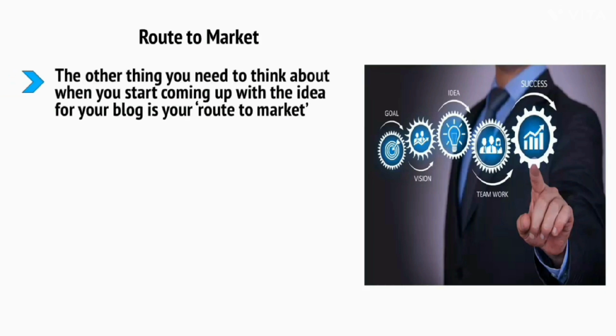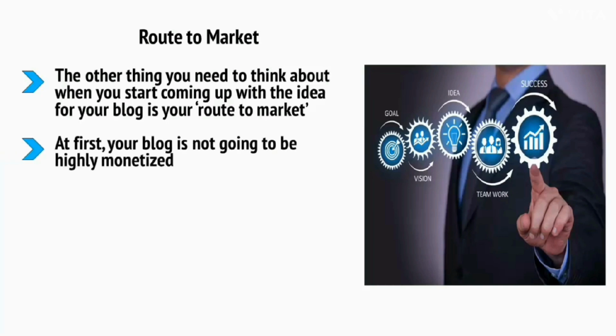Route to market. The other thing you need to think about when you start coming up with the idea for your blog is your route to market. That means thinking about the ways in which you're going to market your blog. At first, your blog is not going to be highly monetized. You might be able to sell a product, but you'll need to build a big audience before you'll start shifting units.